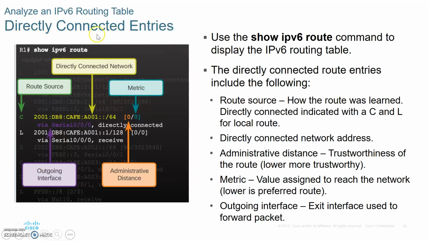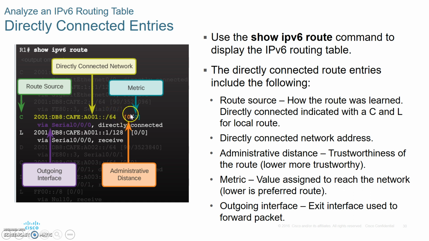Okay, let's look at the directly connected routes for the IPv6 routing table. To show the routing table, we run the show ipv6 route command. And for directly connected networks, similarly, they have a C and an L. C is for the directly connected network. L is for the IP address of the interface that's connected to the directly connected network. So it's similar to IPv4.